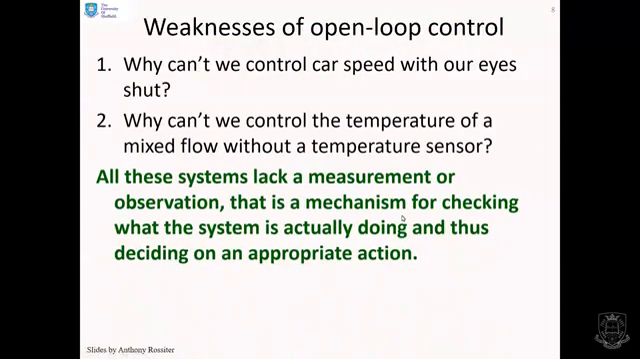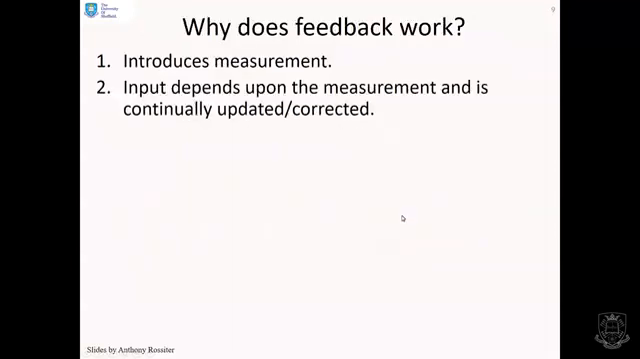Okay, so the weaknesses of open loop control. Why can't we control car speed with our eyes shut? Why can't we control the temperature of mixed flow without a temperature sensor? All these systems lack a measurement or observation. That is a mechanism for checking what the system is actually doing and thus deciding on an appropriate action.